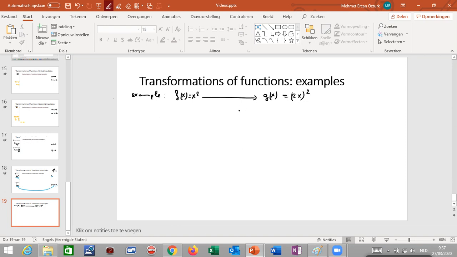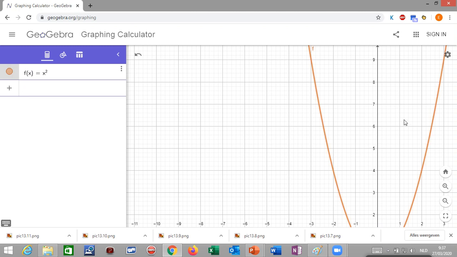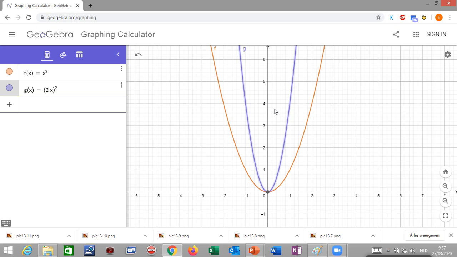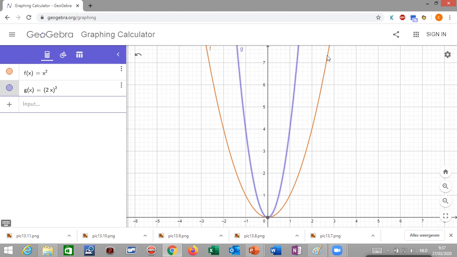Okay, let's plot first both graphs. We can use GeoGebra again. So let's plot first x squared. So that is this one. Okay, and let's plot (2x) to the power of 2. And that is the purple one here. Okay, so we have to get from the orange one to the purple one.